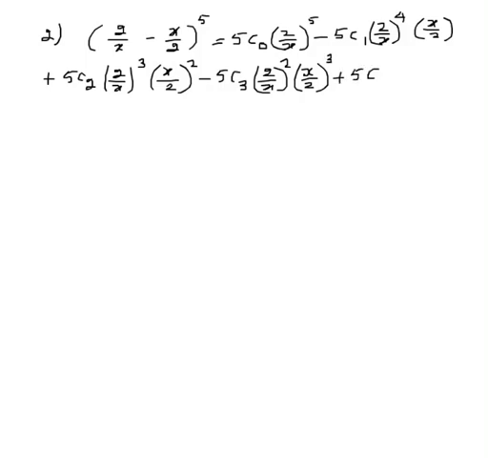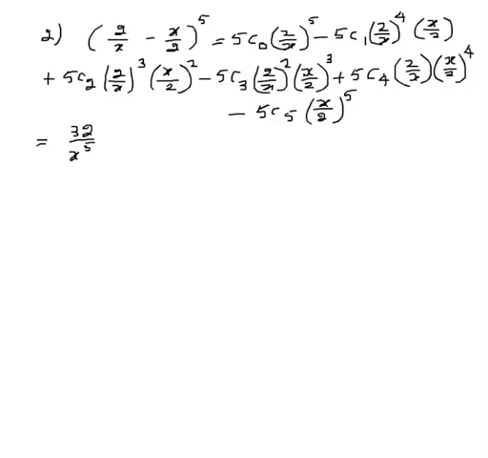Next term is positive. 5C4 2 over x times x over 2 power 4. The last term is minus 5C5 x over 2 whole raised to 5. Let us simplify. 5C0 is 1. 2 raised to 5 is 32 over x raised to 5. Minus 5C1 is 5.